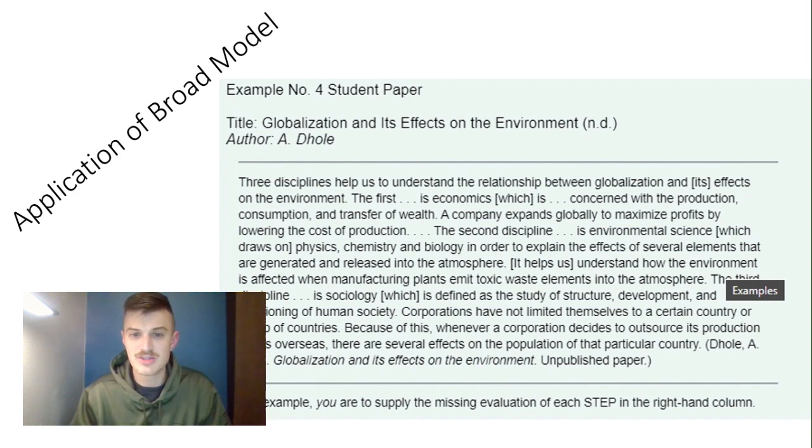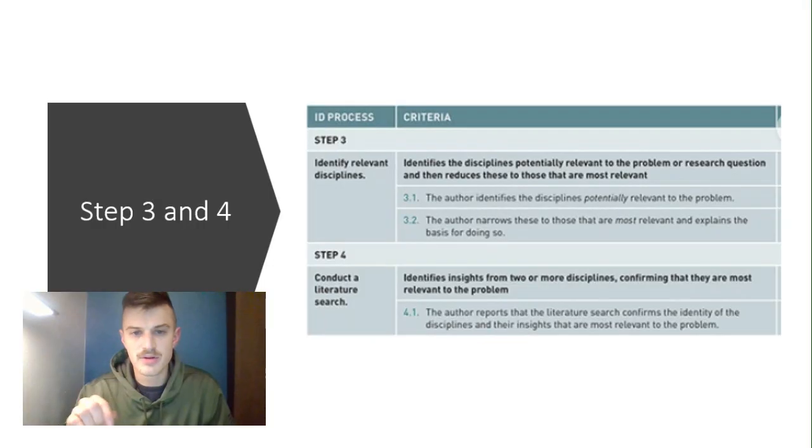The third discipline is sociology, which is defined as the study of structure, development, and functioning of human society. Corporations have not limited themselves to a certain country or group of countries. Because of this, whenever a corporation decides to outsource its production plants overseas, there are several effects on the population of that country. So, does this paper identify the relevant disciplines?